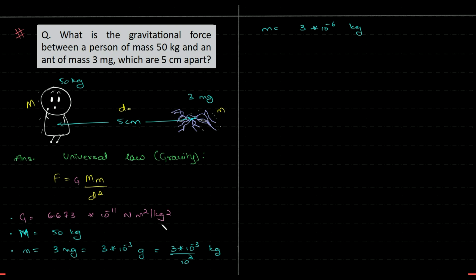Okay, all this is well and good. What else? D is 5 centimeter, which is nothing but 5 into 10 to the power of minus 2 meters. So all the units are in their standard SI units. It's very important for you guys to understand that converting the units to the right SI unit is very important before doing any calculation. And now the working.